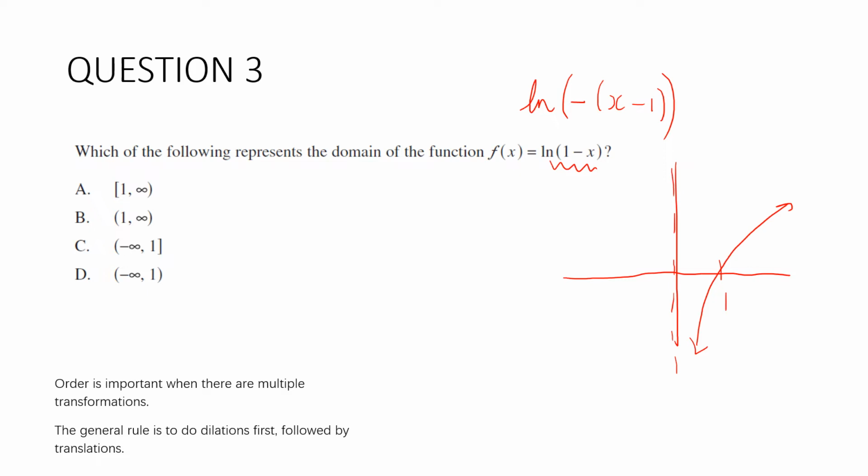So we're going to dilate this first, or reflect it in the y-axis. It's going to come over here like this, and we'll cut through at -1. Then we're going to translate this 1 unit to the right to bring it down through here. And the asymptote will actually be at x equals 1. So the domain is going to be everything from -infinity up to 1, but not including 1. And so our answer is D.